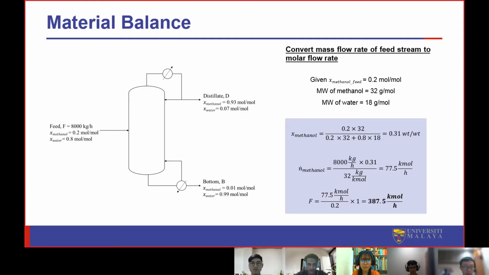Methanol is to be recovered from an aqueous feed stream using a tray column. The composition of methanol is set to be 0.93 in the distillate and 0.01 in the bottom. Since the stream compositions are given as molar ratios, it is required to convert the mass flow rate of the feed stream to molar flow rates.